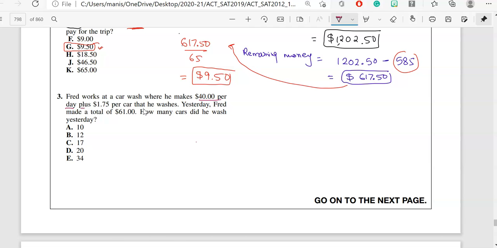$40 per day plus $1.75 per car that he washes. Yesterday, Fred made a total of $61. How many cars did he wash yesterday?